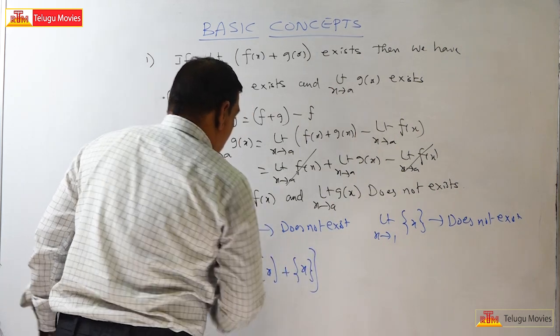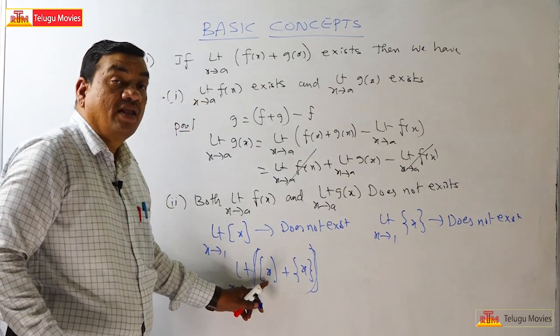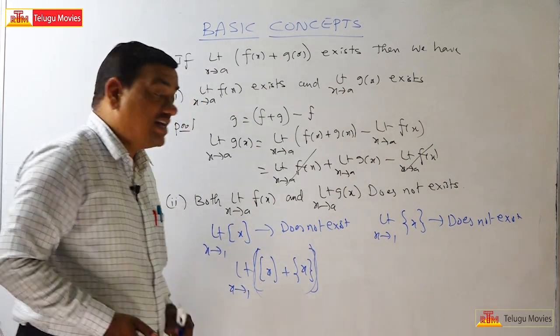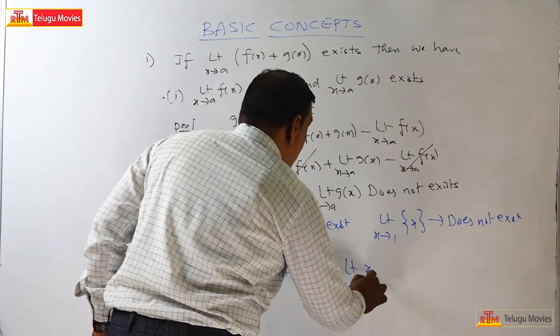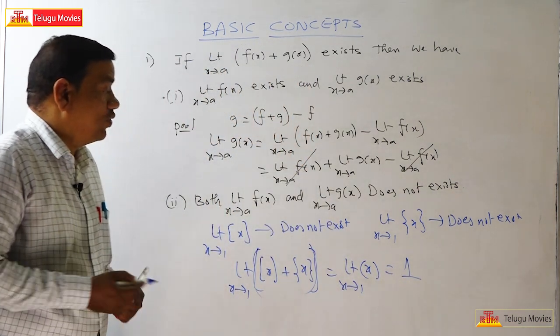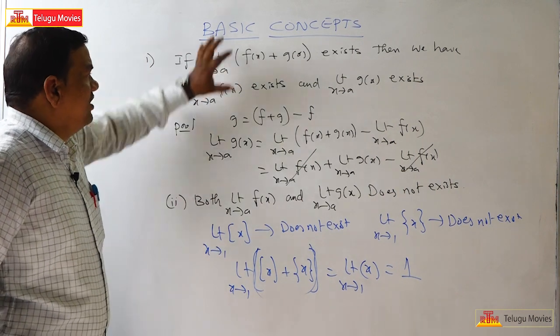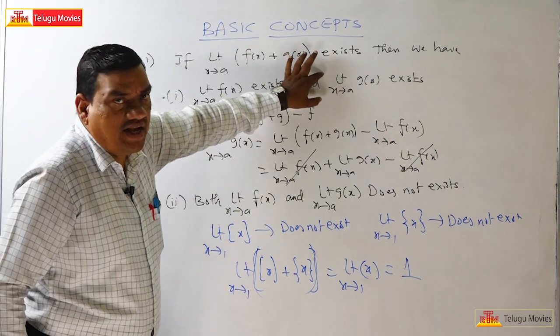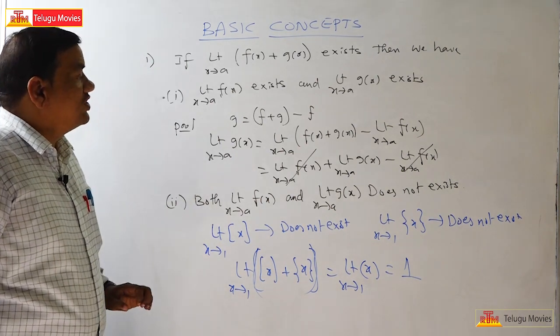So this is equal to limit x tends to 1, this is the ordinary bracket. So limit x tends to 1, of x plus its fractional part. So we know that it is limit x tends to 1, this is x. So this is equal to 1, limit x tends to 1, x is equal to 1. Understand this? Okay. So from this we can say that if it exists, both may exist, both may not exist. Okay, now I hope that you understand this concept.